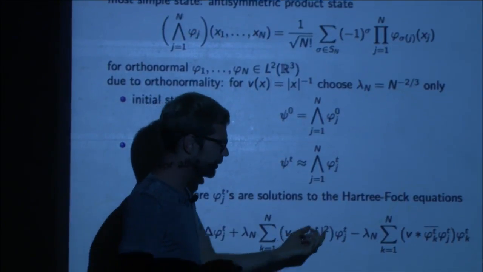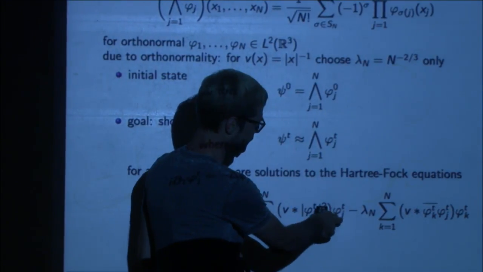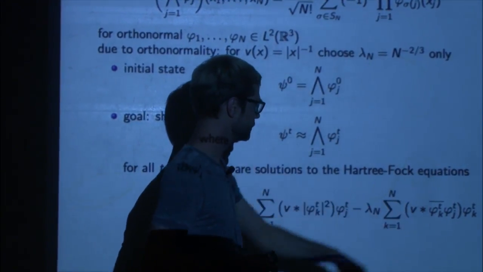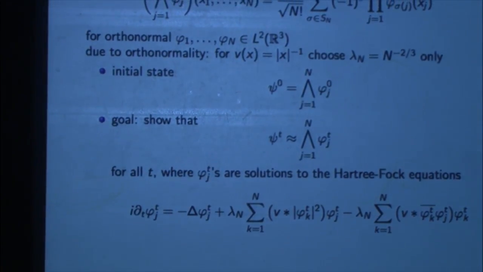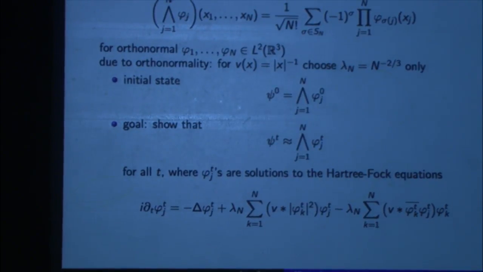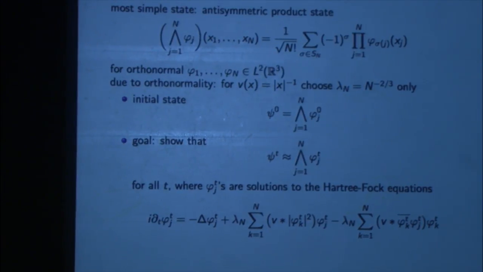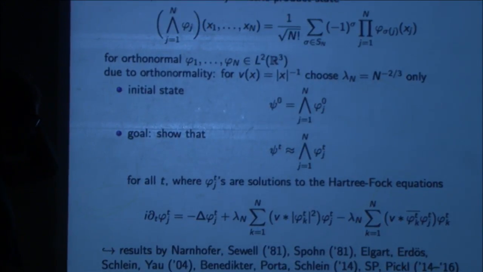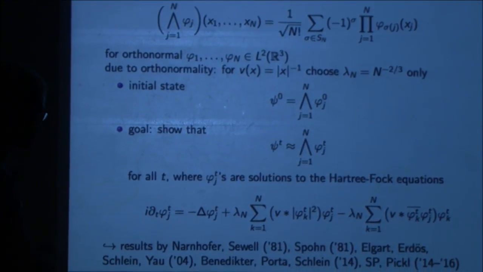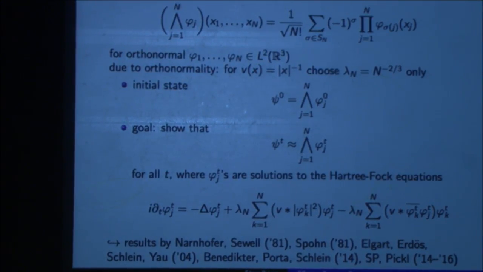But you also have one term which is called the exchange term, because you exchanged one of the phi_k's here with the phi_j. This is a complex conjugate here, which basically comes from the anti-symmetry. So this equation looks more complicated and is also much less understood than the equation from before in several respects. Results in these directions were first obtained in the 80s by Narnhofer and Sewell, also by Spohn, then at the beginning of the 2000s by Elgart, Erdős, Schlein, Yau, and more recently, lots of interesting results by Benedikter, Porta, Schlein, and also by Peter Pickl and myself.